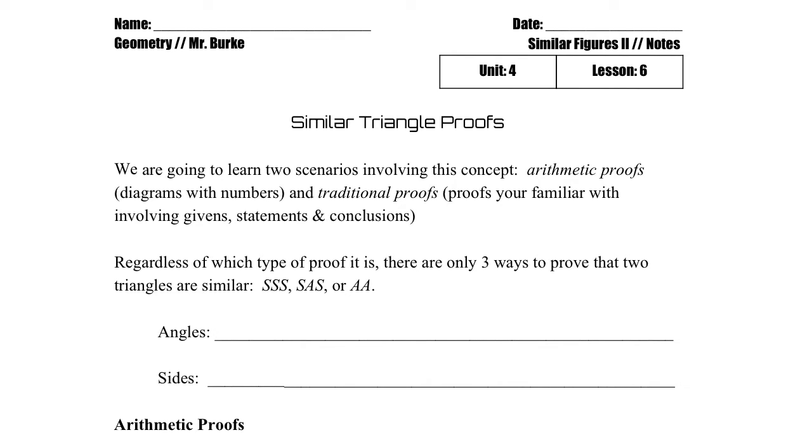All right, so now that we are all familiar with dilations and similar figures, let's go ahead and prove that two figures that are given to you are similar. We're going to have two different ways of doing that. We're going to have arithmetic proofs, which are ones that have numbers, and then we're going to have the traditional proofs, which is the ones you know and love. We're just going to add a couple of cycles, and they're actually pretty easy, and we'll talk about that in just a few minutes.